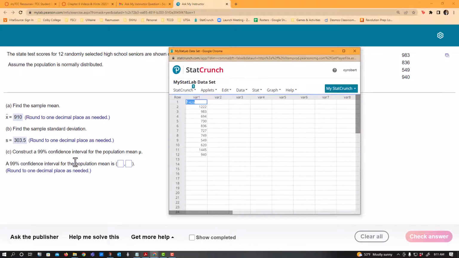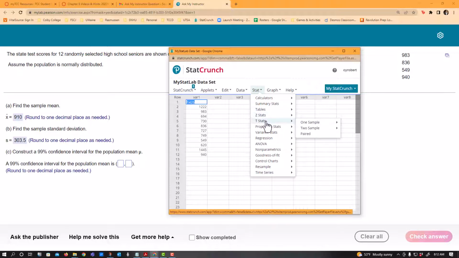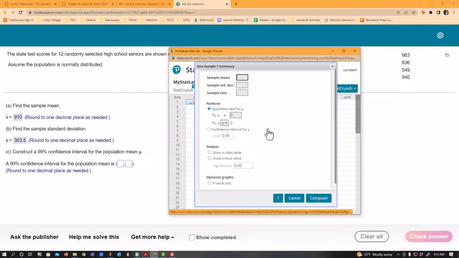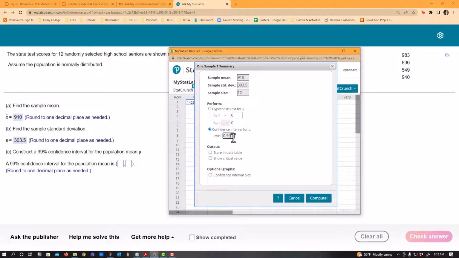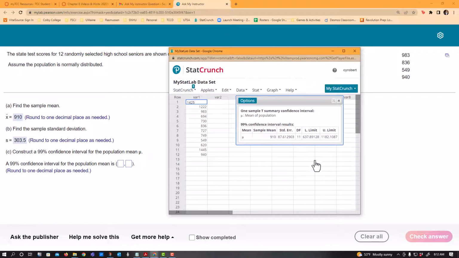So now it wants me to find a 99% confidence interval. The only question that you will always have is, is it a Z or a T? How you know if it's a Z: the population standard deviation would be given. It was not. You had to find the sample standard deviation. So if it's a sample standard deviation, it's a T, and I have summary data here, and hence why they made me find the mean, 910, 303.5. Right here it says 12 people, and then I'm going to do a 99% confidence interval. That quickly, I have my answer.